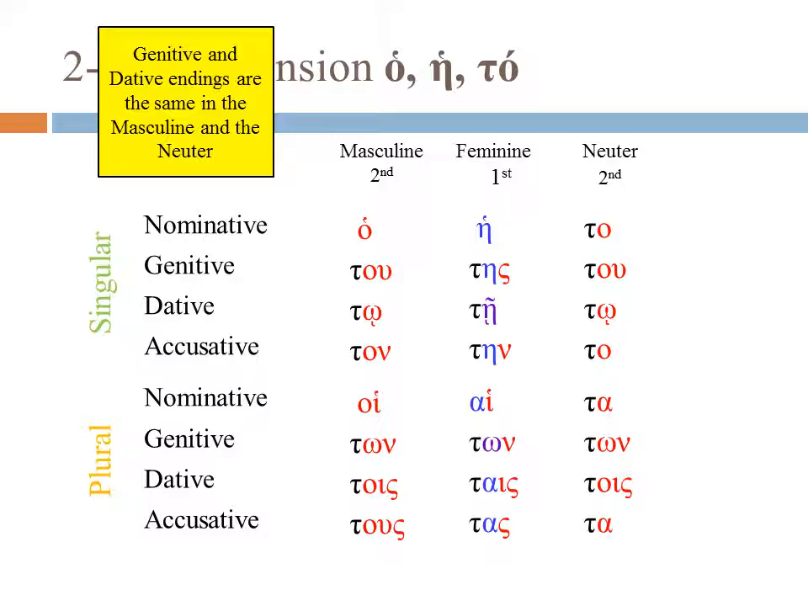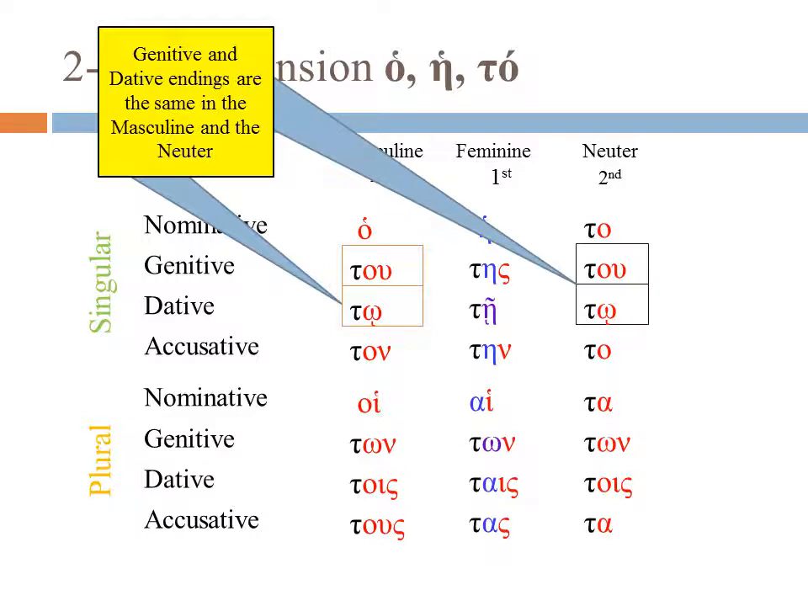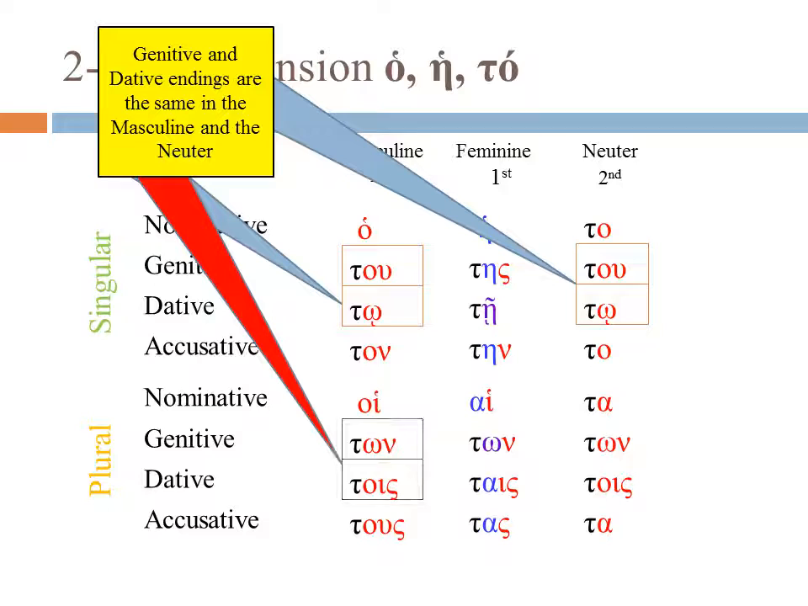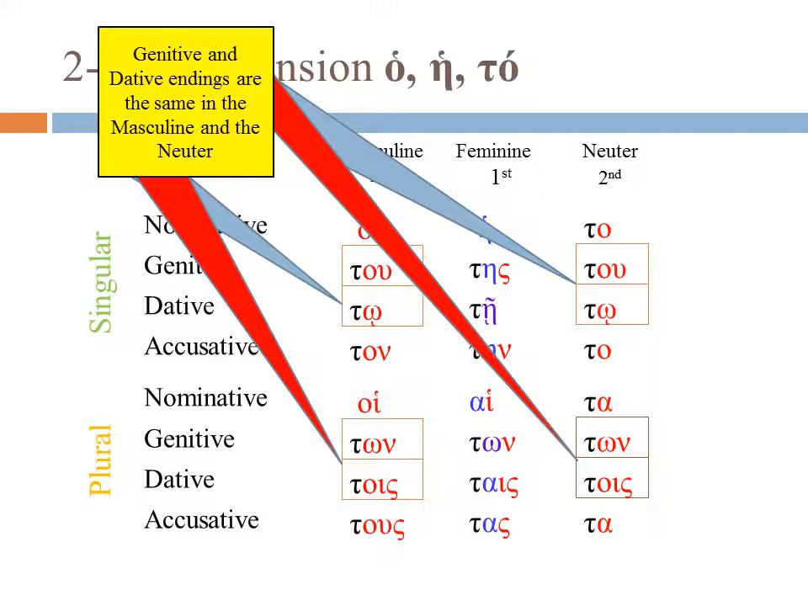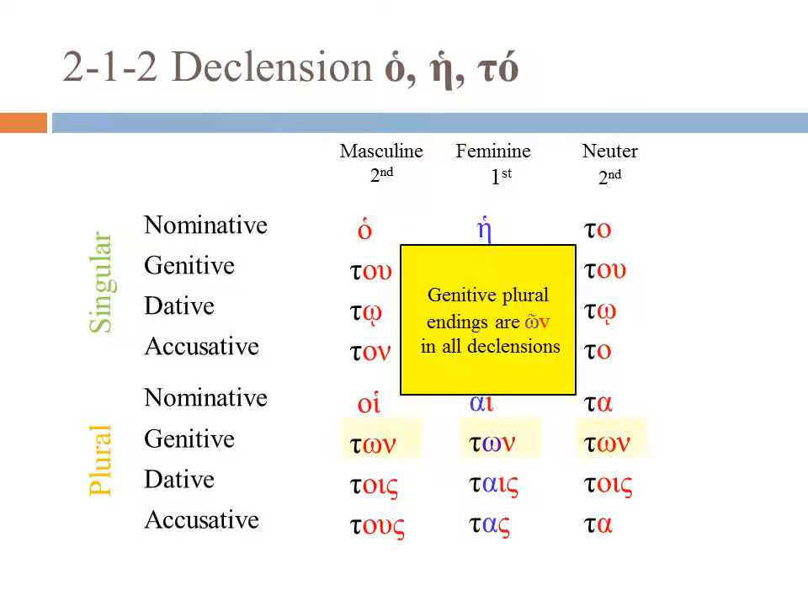Remember, genitive and dative endings are the same in the masculine and neuter. We just kind of mentioned that, but now that we have a 2-1-2 declension, we can see how this works. The masculine genitive and dative are tou and to, which means that the neuter must also be tou and to. Same with the plural. The genitive is ton and tois, so the neuter must also be ton and tois. Also remember that the genitive plural endings are omega nu in all declensions.